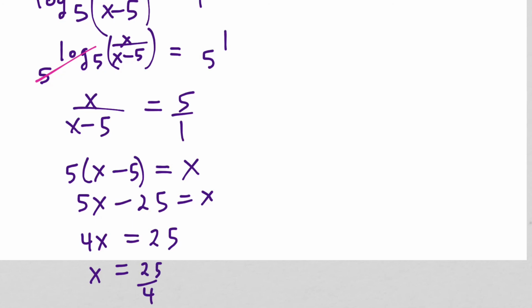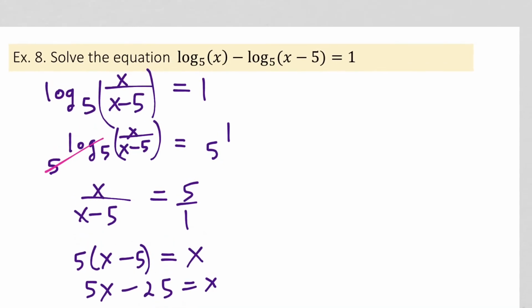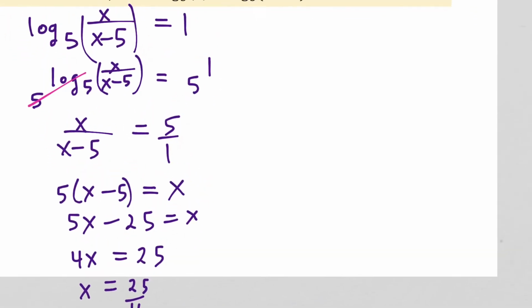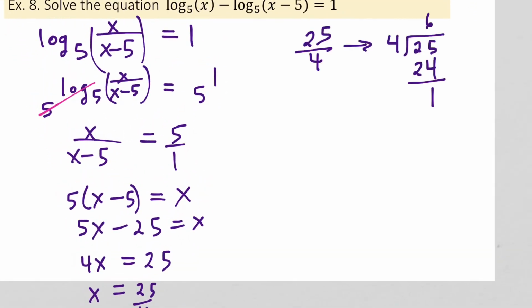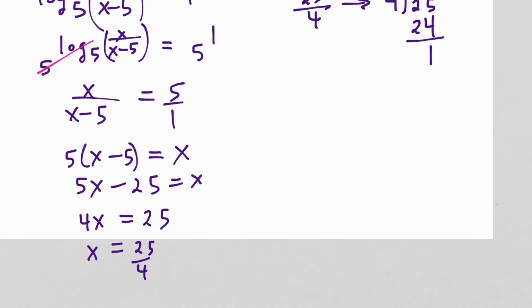Now let's check and see if there's any issues with the domain. So that's 25 over 4. I'm checking to make sure that I don't get any negatives and have a domain restriction here with 25 fourths. So 25 fourths is 6 1/4. So 6 1/4 minus 5 is still positive. This one, of course, would be positive. So that is within the domain. 25 fourths is within the domain, so that is our answer. X is equal to 25 fourths.